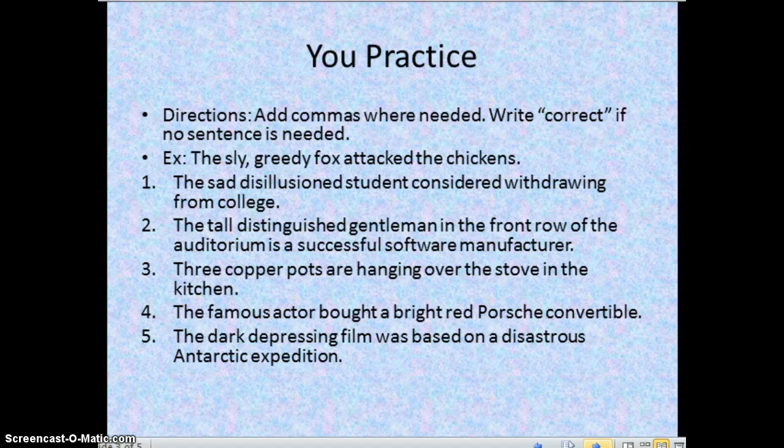So in the example, the sly, greedy fox attacked the chickens. If we look at sly and greedy, they both modify the noun fox. We reverse them. The greedy, sly fox attacked the chickens. That works. And the sly and greedy fox attacked the chickens. That works as well. So we know that sly and greedy are both coordinate adjectives, and that means they need a comma between them. So practice finding coordinate adjectives and determining if they need a comma between them with example or practice sentences 1 through 5.